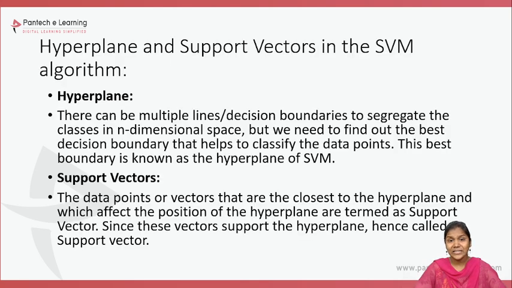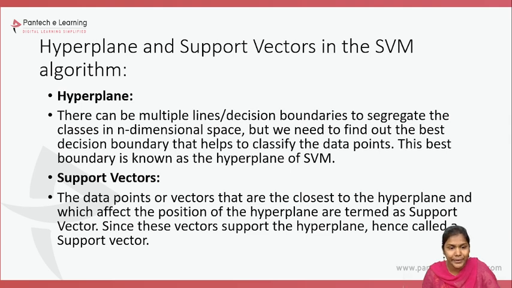Next, hyperplane and support vectors in the SVM algorithm. Hyperplane means what? Support vector means what? There can be multiple lines or decision boundaries to segregate the classes in n-dimensional space, but we need to find the best decision boundary that helps to classify the data points. We will have multiple decision boundaries, but among them we have to filter out the one that perfectly classifies our data. This best boundary is known as the hyperplane of SVM.